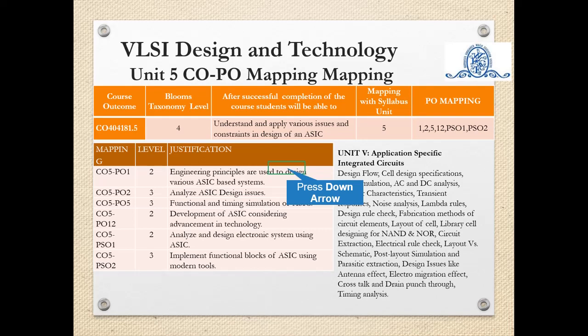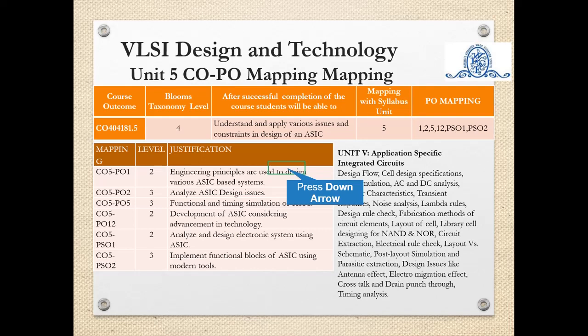The contents of this unit are design flow, cell design specifications, SPICE simulation, AC-DC analysis, transfer characteristics, transient responses, noise analysis, lambda rules, design rule check, fabrication methods of circuit elements, layout of cell, library cell designing for NAND and NOR, circuit extraction, electrical rule check, layout versus schematic, post layout simulation and parasitic extraction, design issues like antenna effect, electromigration effect, crosstalk and drain punch through timing analysis.